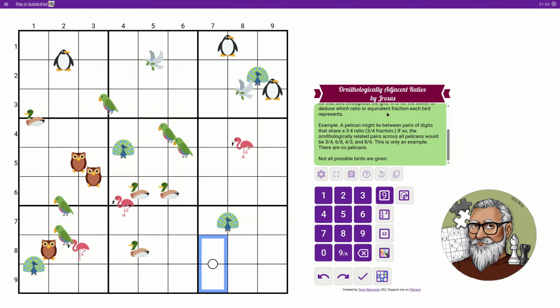Right, sip of tea. Let's start. Jrosas set this one after I made a mistake solving his previous ornithologically themed puzzle, which was supposed to be only the same digits, and I thought it was ratios. So yeah, I'm looking forward to doing this one.